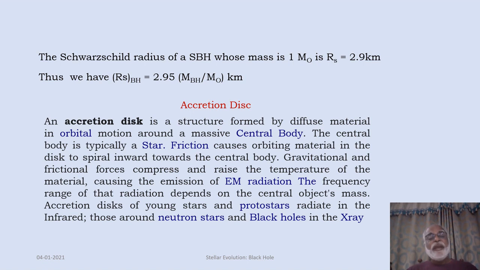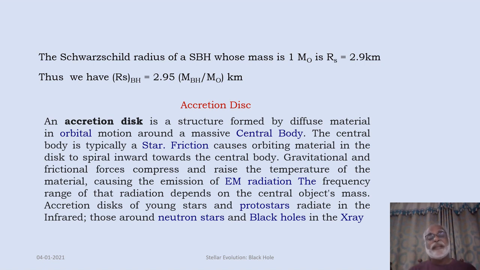If I put MBH as 6 m0, then the Schwarzschild radius would be 6 into 2.95, or approximately 18 kilometers. There is another interesting feature of a black hole which is often used to detect its presence. This is called the accretion disk. In fact, the concept of accretion disk is not limited to black holes. It can be applied to different objects, mostly stars, even in their early stage of evolution. Now, what is an accretion disk?